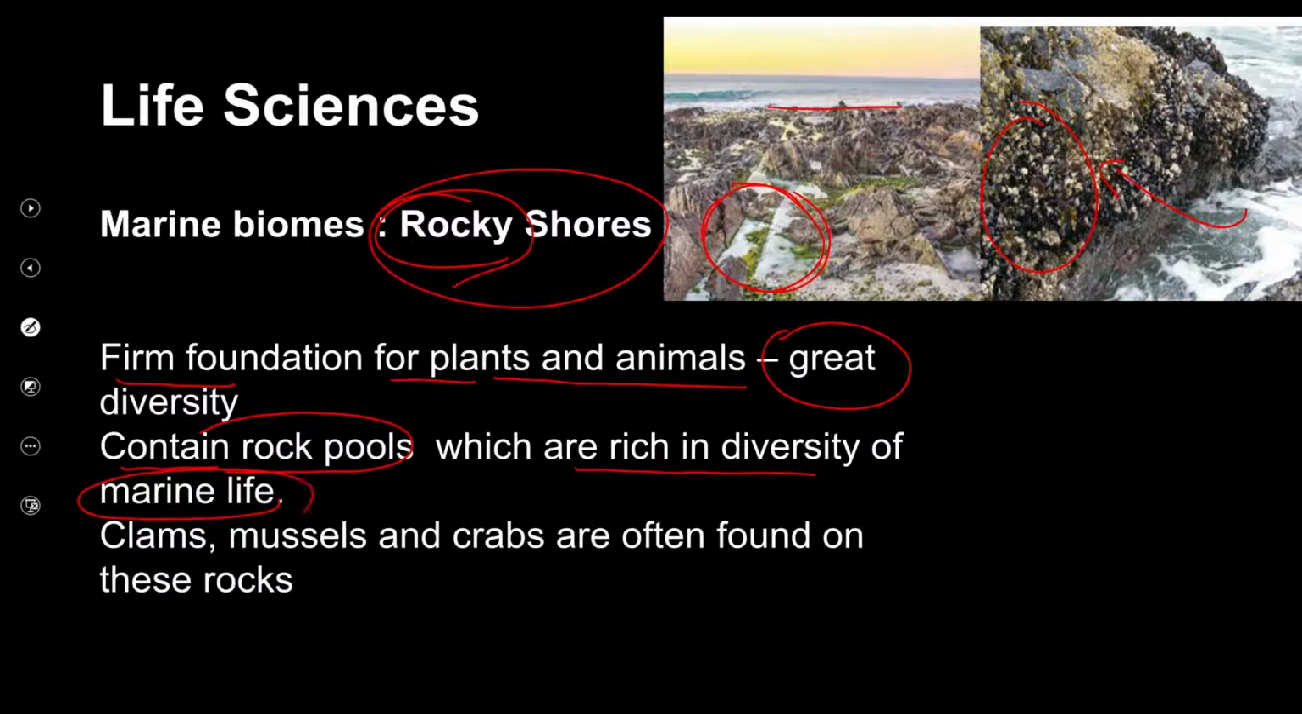And these include your clams, your mussels, crabs, and they are often found on these rocks. Often in the crevices between these rocks, you'll find that crabs live. As I mentioned, you've got these clams that are found in the intertidal zone. So when the tide comes in, these are covered. When the tide becomes low, these fill up with water and form these little rock pools in which you find a diversity of marine organisms.